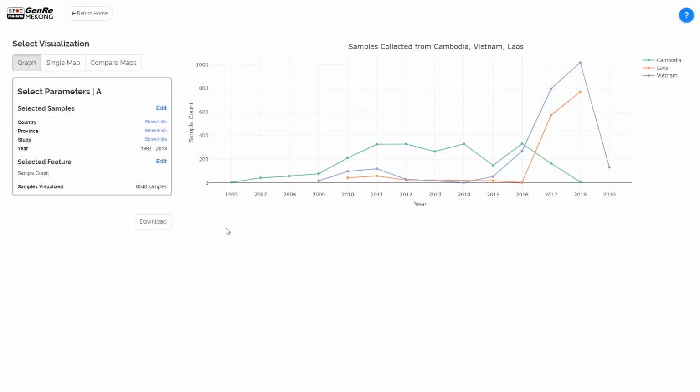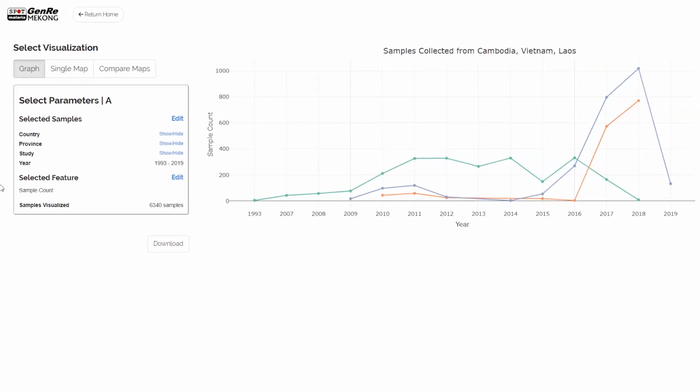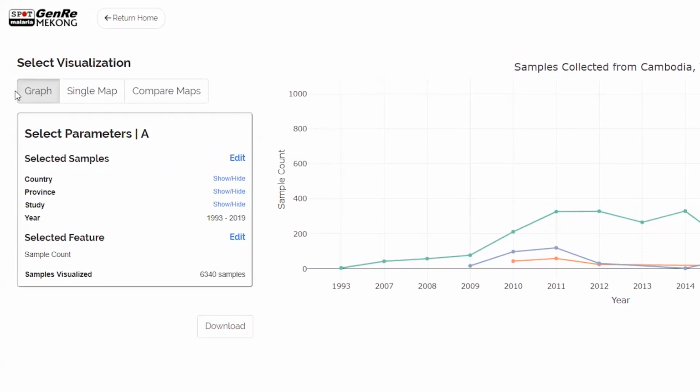But before I talk about the visualizations, I want to spend a little time talking about the user interface and the selections on the left-hand side. Here, you can see at the top three options: the graph, a map, which displays a single map, and compare maps, which displays two maps side by side. Below that, users can select the samples and the feature of the samples that they want to visualize.